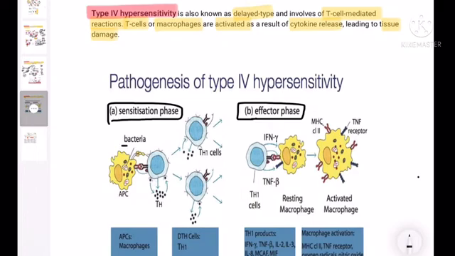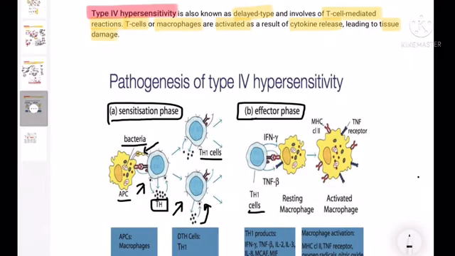So when a bacterium or any antigen comes inside the body, the antigen presenting cells, like macrophages, engulf and present the antigen on the surface to the T cells. T helper cells release different sorts of cytokines. Those cytokines act on the T helper cells. They are the autocytokines. These autocytokines cause proliferation and differentiation of the T cells.